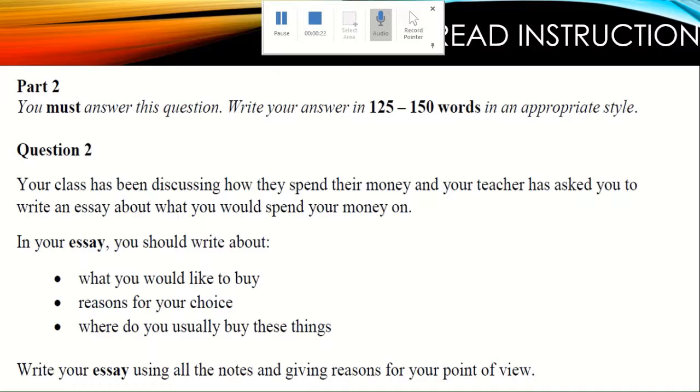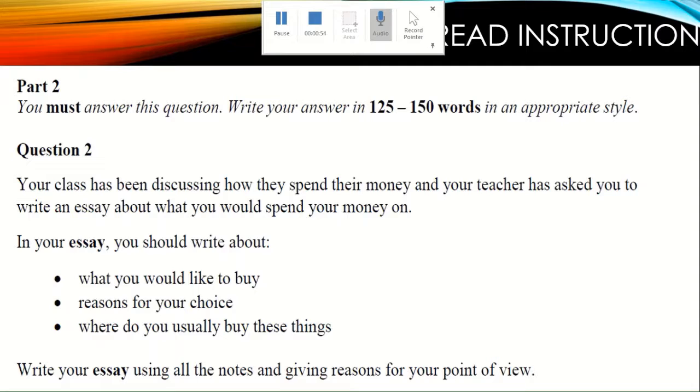This type of thinking is dangerous as the instructions are subject to change and it might cause you to lose marks, as you are expected to read the instructions and write your essay to cater to the objective of the task. Let's read the instructions. You must answer these questions. Write your answers in 125 to 150 words in an appropriate style.